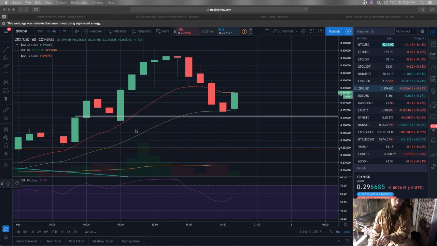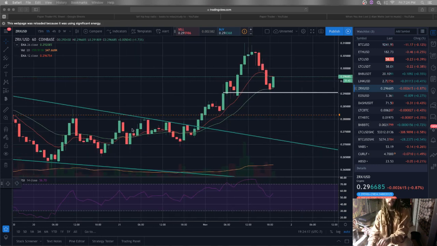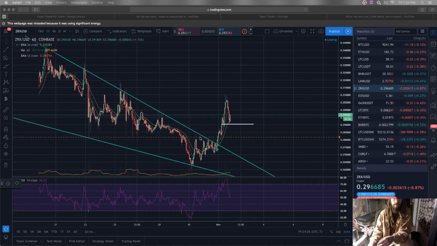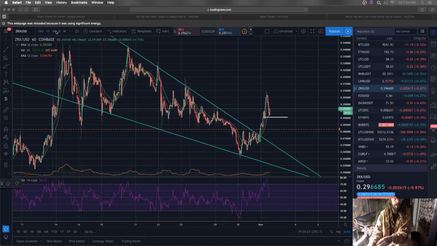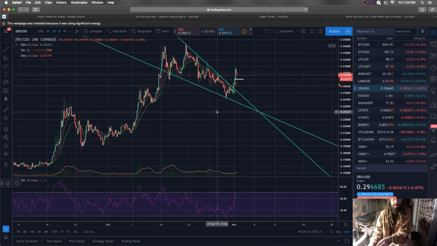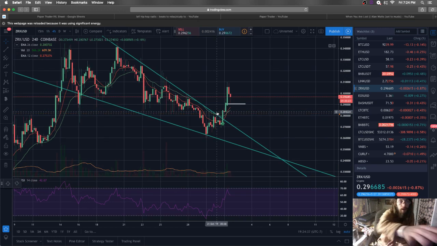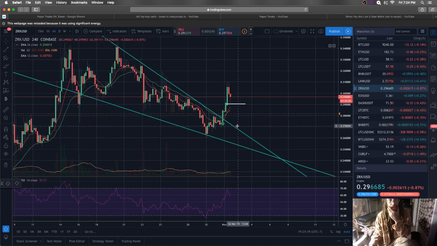As you can see, I have a ZRX chart up, and let's zoom out. This is basically what I was looking at when I saw this trade. I saw a descending wedge, and it was getting tighter and tighter.